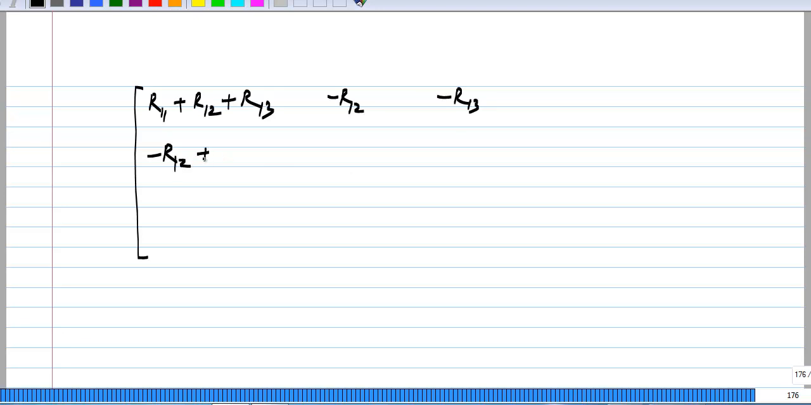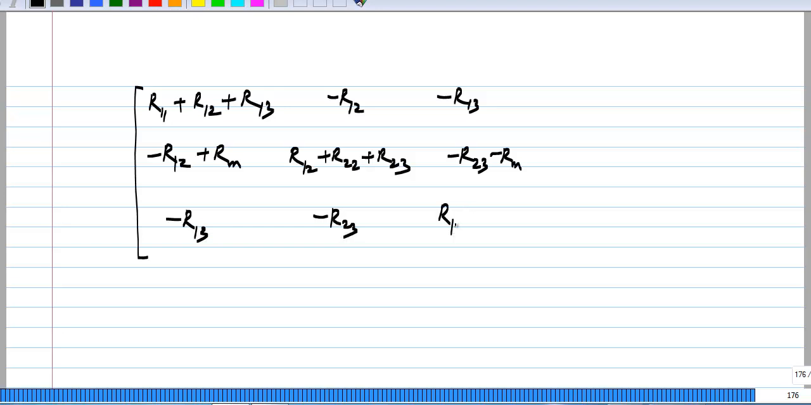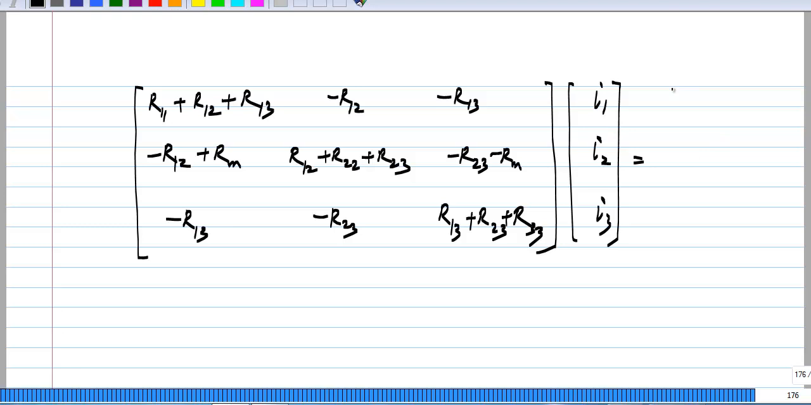So, if I put this in matrix form, I'll have R11 plus R12 plus R13, minus R12, minus R13. Here I'll have minus R12 plus Rm, which is the contribution of the current controlled voltage source, then R12 plus R22 plus R23, and minus R23 minus Rm. And the third one is the same as before, minus R13, minus R23, R13 plus R23 plus R33, times I1, I2 and I3. And this whole thing equals V1, 0, 0.